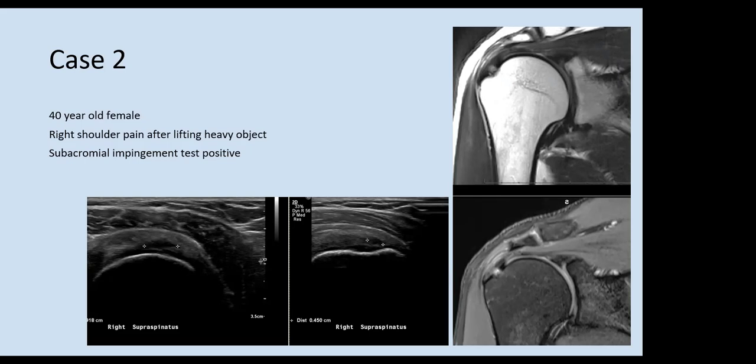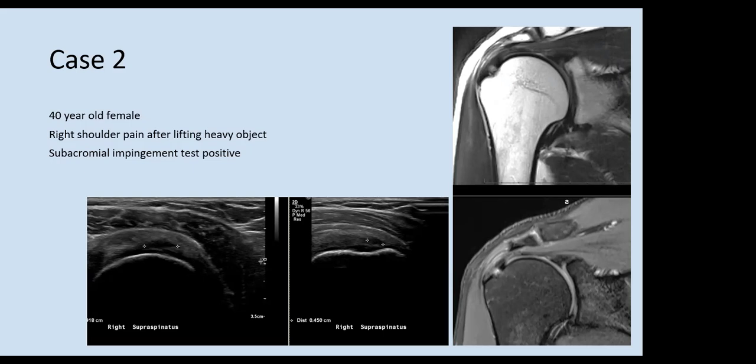On ultrasound scan, I can see a hypoechoic focus along the course of the supraspinatus tendon, and on MRI scan, the coronal image shows a hyper-intense focus. It appears hyper-intense on T2 and hypo on the other sequence, I think PD fat-SAT. It looks like a gap along the course of supraspinatus. So I think there is a partial tear of the supraspinatus tendon.